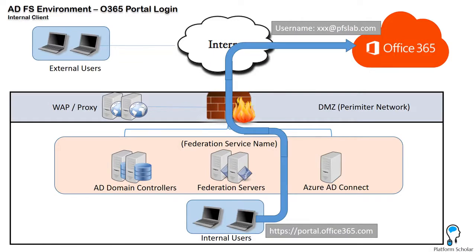So initially, we'll look at internal clients, and if an internal client wants to access Office 365, they'll type in portal.office365 or portal.office.com into their web browser, and they'll be brought to the Office 365 login page. And they'll type in their username. Now, if we've designated the pfslab.com to be a federated domain, which is a switch we have to flip in Office 365, it will determine that it cannot authenticate us anymore, that we must authenticate with our Federation server.